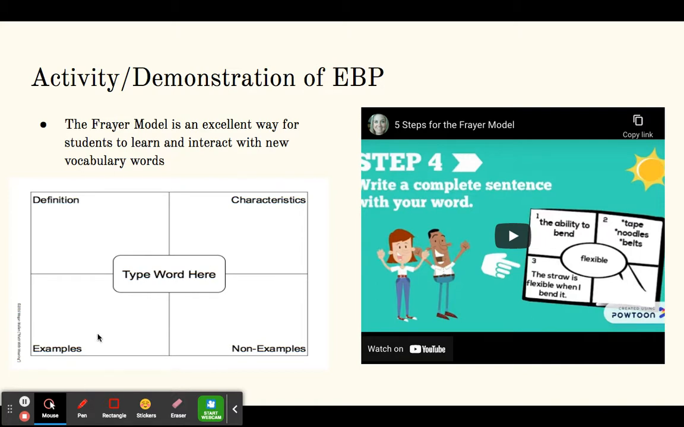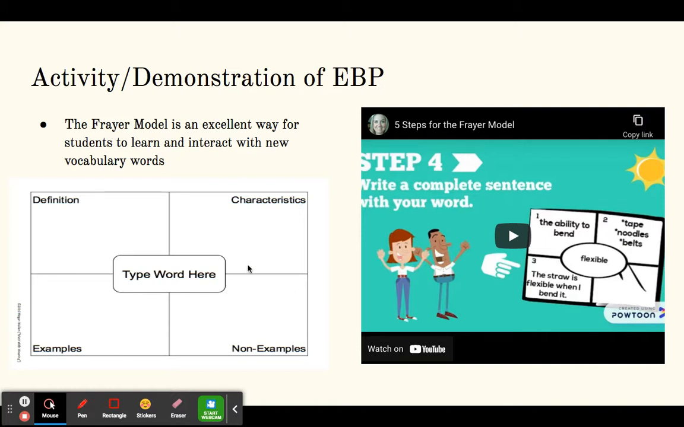And then down here in the examples, I might put an oak tree. I might put an elephant, right? Those are examples of things that are enormous. And then those non-examples, an ant, a dandelion, or a tick, right? Those are all examples of things that are not enormous.